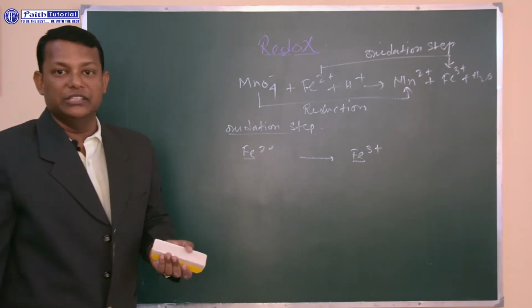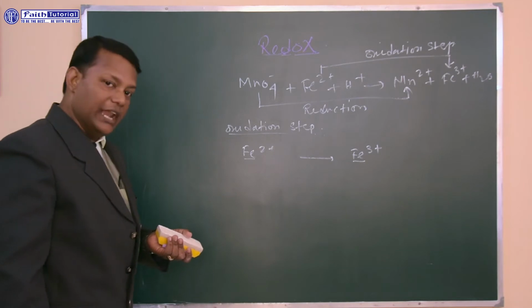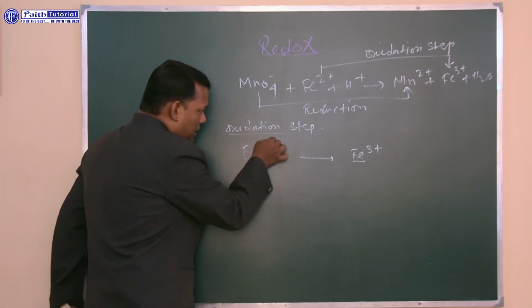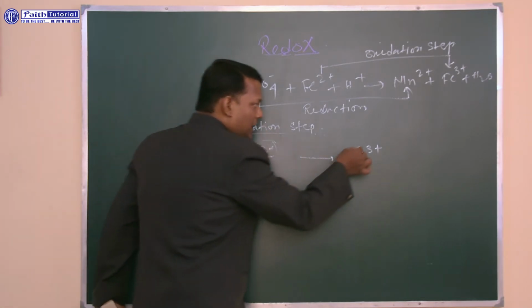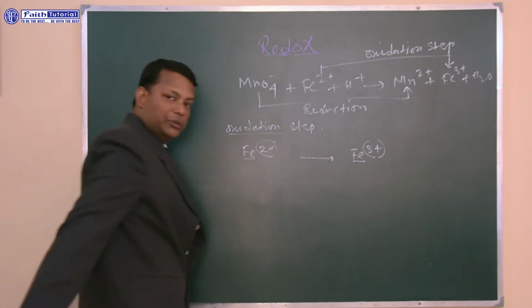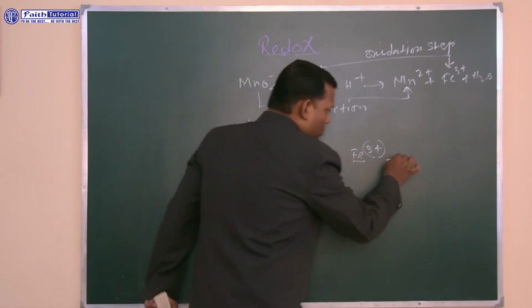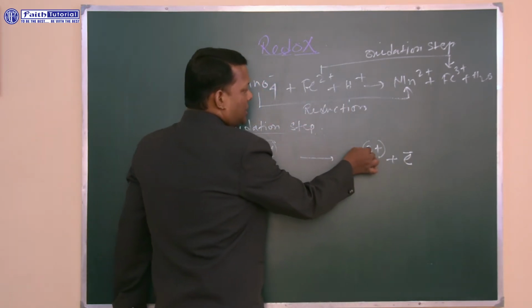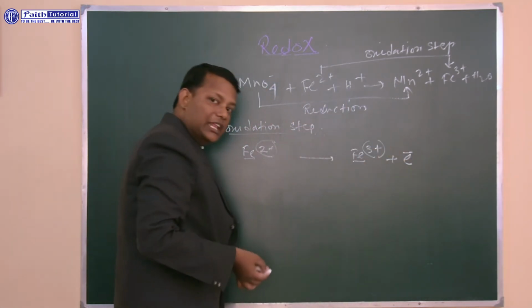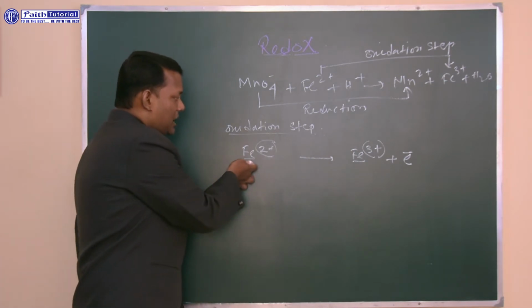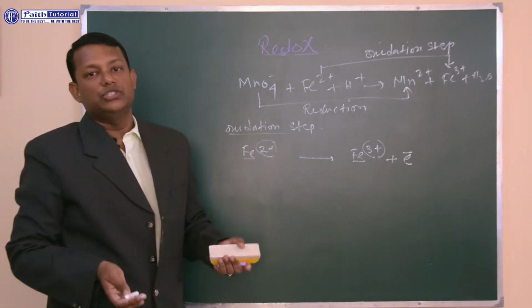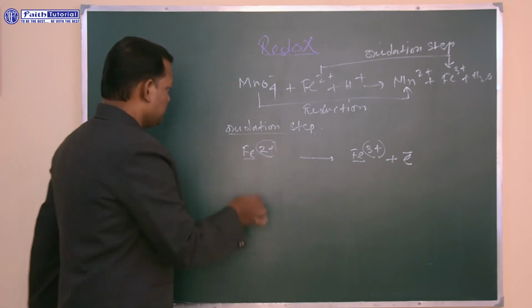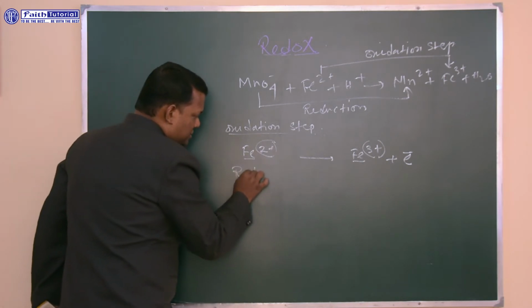Next you have to balance charge by adding electrons. On your left you have 2 positive charges, on your right you have 3 positive charges. So if you add 1 electron to your right, then the charge will become 3 positive, 1 negative, which makes 2 positive. On your left, 2 positive. Now charges are balanced.